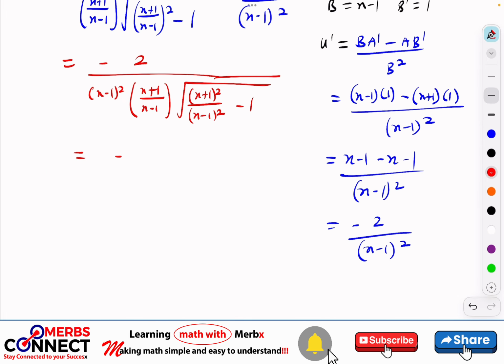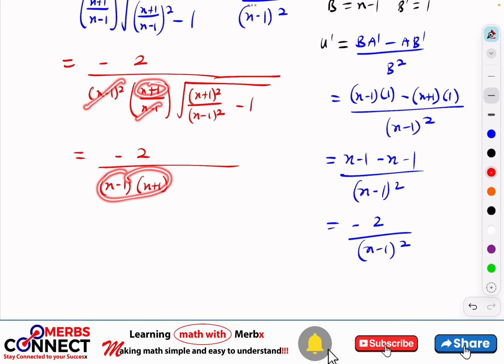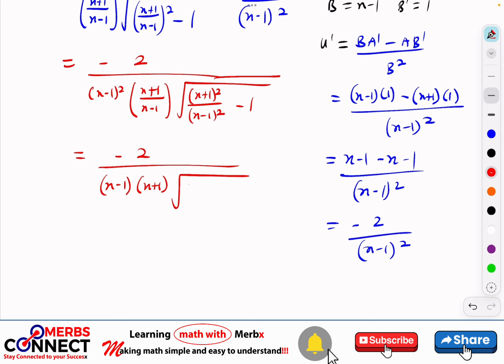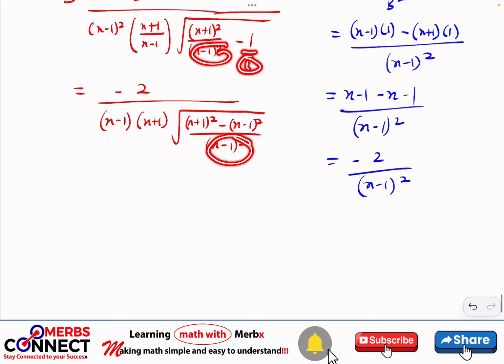So this is the same as minus 2 divided by x minus 1 times x plus 1. Now one of them is cancelled, so it will be left with this and one of these. Then if you want to simplify this, this is going to be x plus 1 squared minus x minus 1 squared divided by x minus 1 squared. So what did I do? This is divided by 1, so 1 times this is the same thing. And then this times this is minus of this. And since this is divided by 1, this times this is given as this.